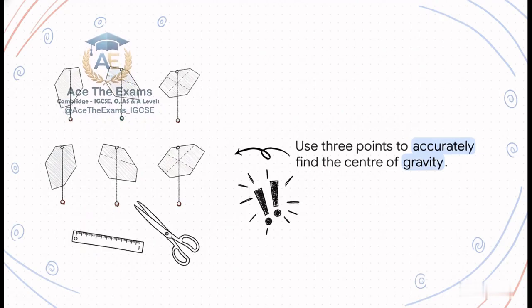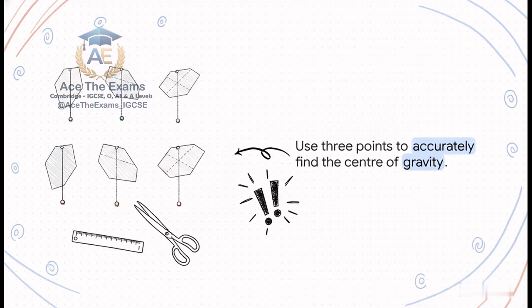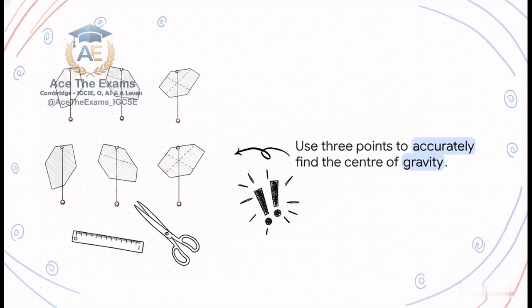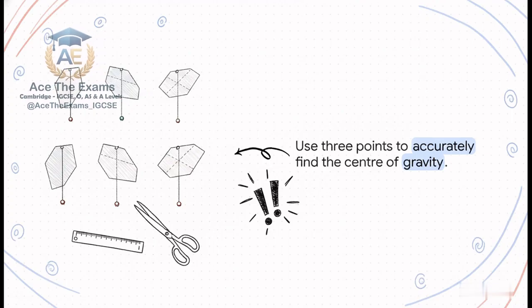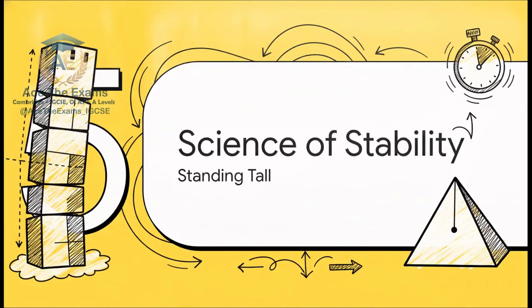The center of gravity lies at the exact mathematical point where all 3 of those drawn lines intersect. That is how you decode the command words and turn a measly 1-mark answer into a flawless, examiner-pleasing 4-mark procedure. Section 5. The Science of Stability.